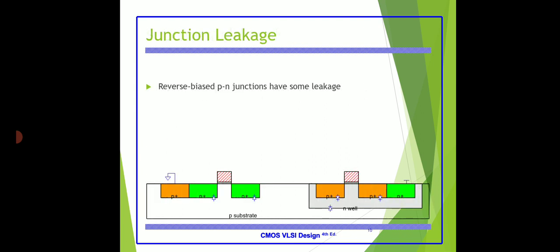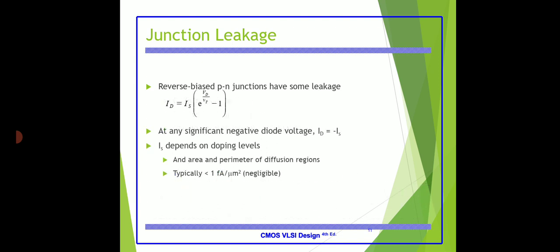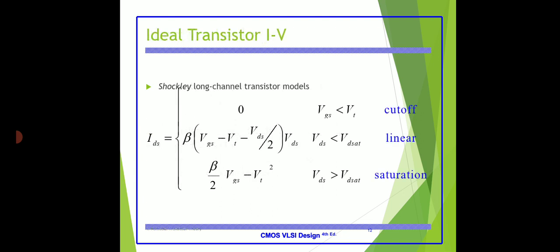Next is junction leakage. Junction leakage occurs when there is no current passing through the capacitor. When the thickness between the channel and the gate decreases, the electrons constitute the leakage current. This is a reverse bias PN junction. It has ordinary diode leakage, band to band tunneling, and gate induced drain leakage. The negative diode voltage depends on the doping levels, based on the area and perimeter, and totally it is negligible. So you can see the ideal transistor IV characteristics.